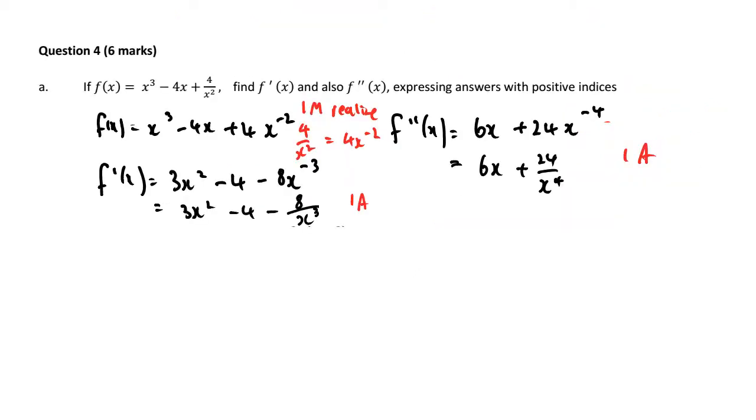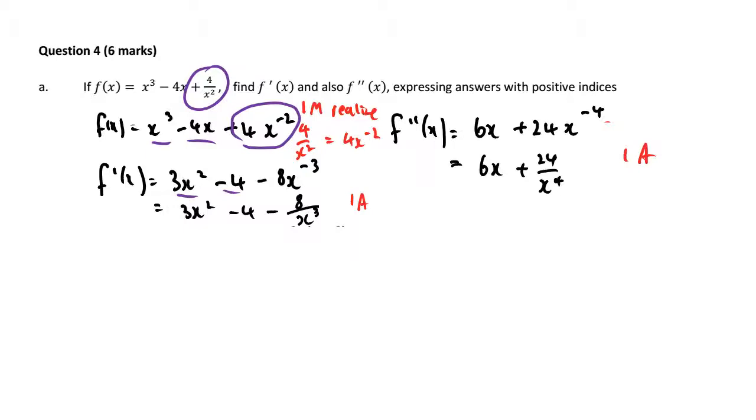So you did pretty well with this one. We had to find the second derivative. First thing we needed to do was to realize that 4 over x squared could have been written as 4x to the minus 2. That helps us with our differentiation. So when we do the differentiation, that just becomes 3x squared, easy peasy. That becomes just minus 4, and this becomes minus 8x to the minus 3.